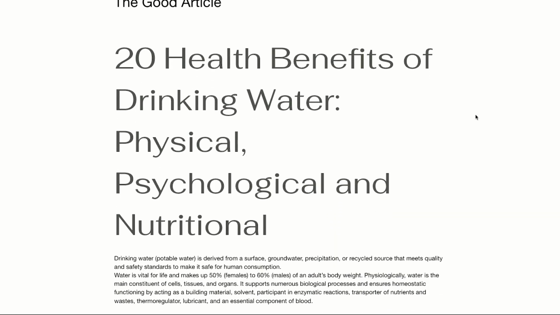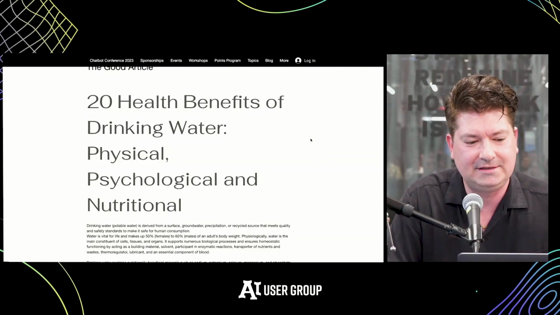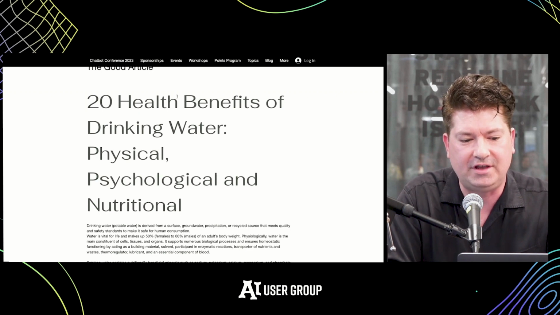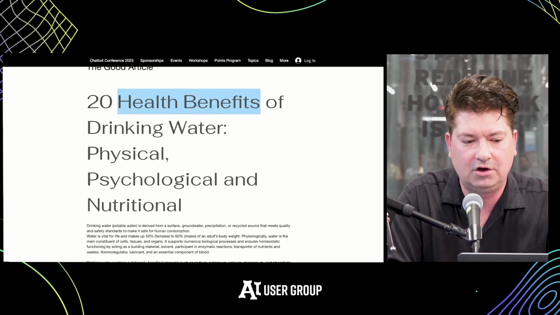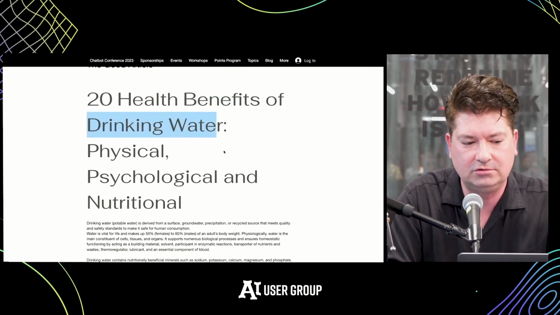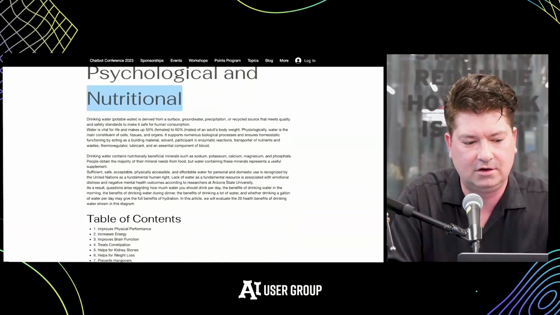So we've picked a topic that all of us do every day, and that's drinking water. So what are the 20 benefits of drinking water? Now when you look at this sentence, what you know right off the bat is a few things. One is that the main topic is health benefits of drinking water. That's the main context of this article. And then also the bot will know that this is going to talk about physical, psychological, and nutritional benefits.